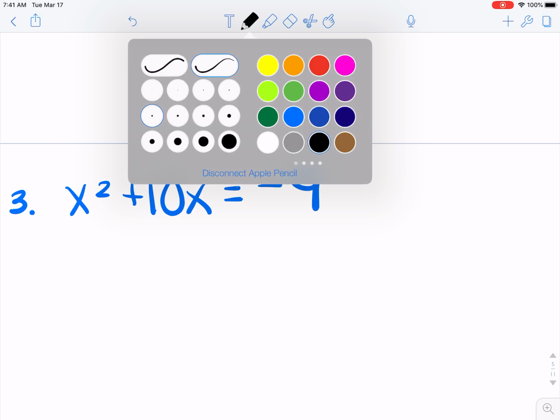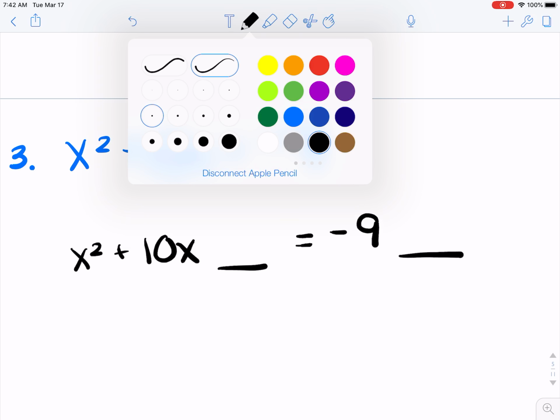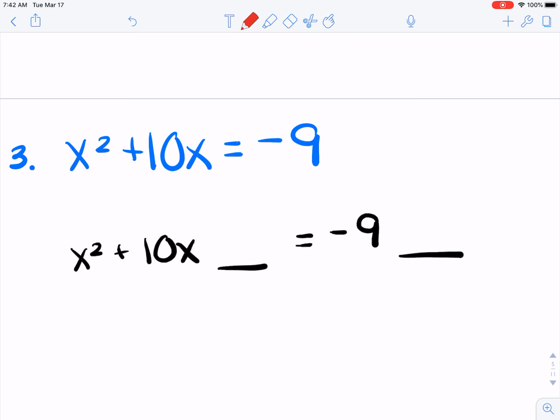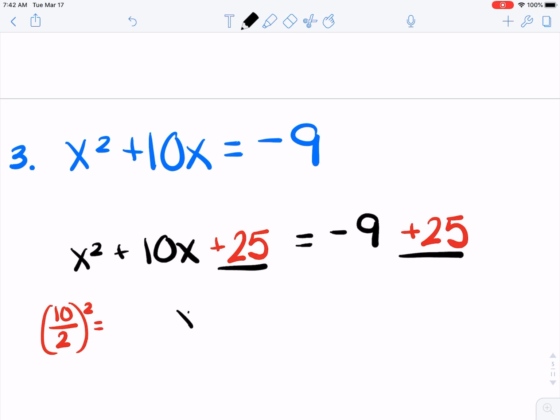All right. For our next problem, I'm going to just widen it a little bit so that I have room to complete the square. Okay, don't worry about the fact that this is negative yet. Just go ahead and complete the square. 10 divided by 2 squared is going to give me 25. So I'm going to add 25 onto both sides. X squared plus 10x plus 25 equals negative 9 plus 25, which is 16.